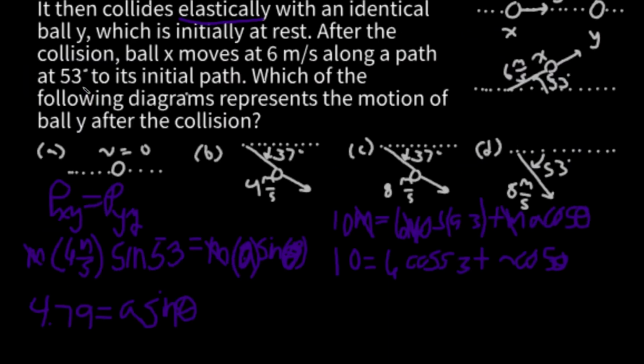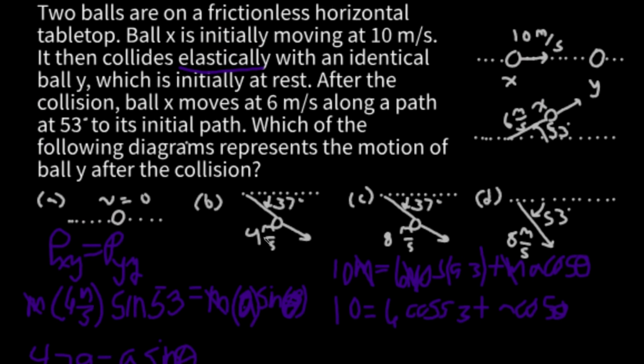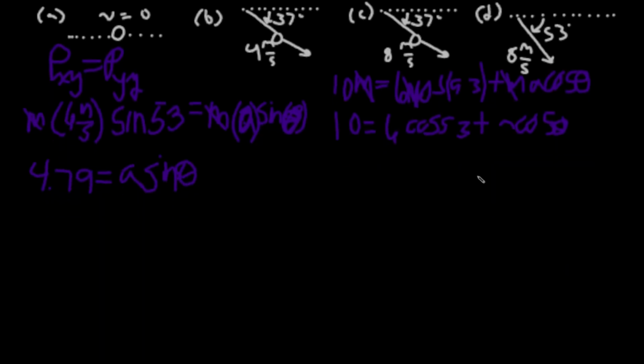We can go back up here. We know 6 sine of 53 has got to equal a, our velocity of ball y, times the sine of whatever angle it follows. And then in our horizontal direction, we know that 10, because remember we can get rid of all the m's because the m's are equal and they're not sticking together at all, has to equal 6 cosine of 53 plus our velocity times the cosine of whatever angle ball y will follow. Alright, so now I'm going to take 10 and subtract 6 cosine of 53.